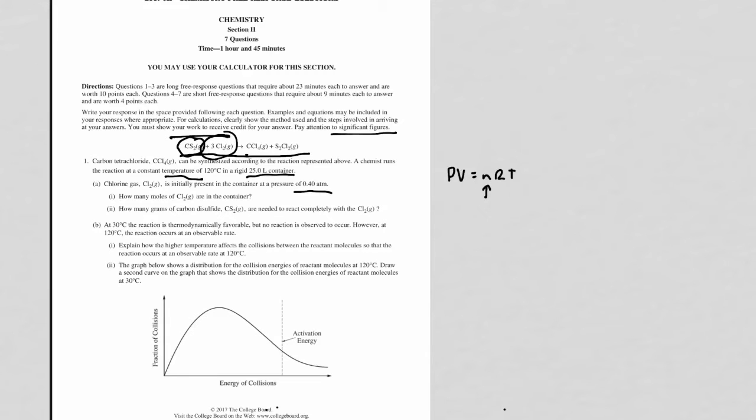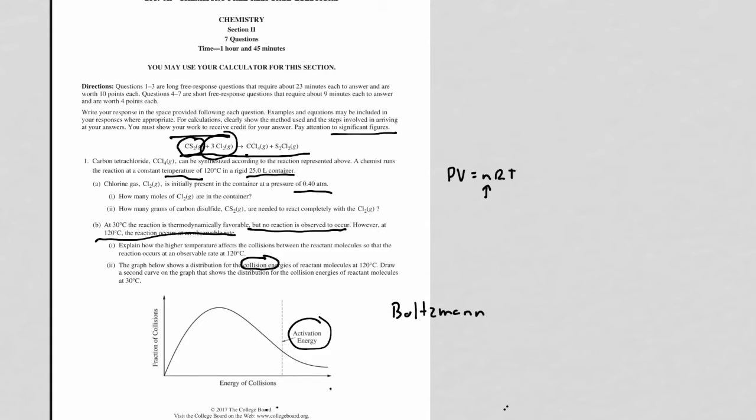Now, it then says at 30 degrees Celsius the reaction is thermodynamically favorable, but no reaction is observed. And then at 120, the reaction does get observed. Now, this is really sort of about kinetics, but they're showing you a Boltzmann distribution, and they're showing you the activation energy, and they're talking about collisions, right? So it says, why are collisions more effective at the higher temperatures? You should know that from 10th grade. I'm not going to give you the answer, but there's 2 things you need to write when you talk about collisions and their increase in temperature. All right, and I'm not going to tell you.